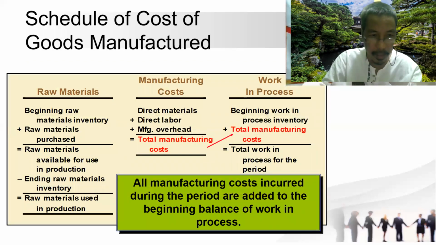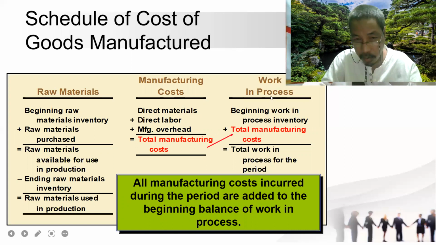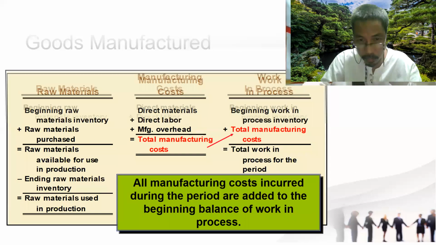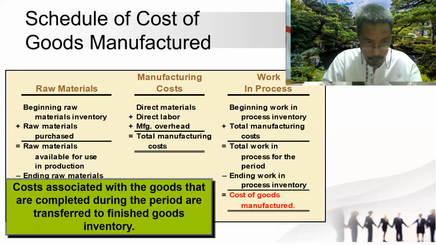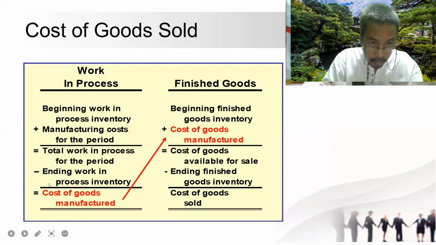From the raw materials, we computed all of this. We computed this one, then go to manufacturing cost, then total manufacturing cost, go to the work in process, and then total work in process. Then we have cost of goods manufactured, then finished goods.